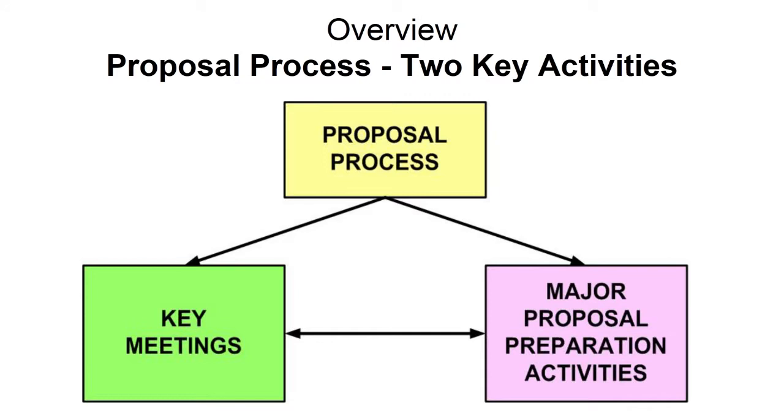The proposal process consists of two key activities: key meetings and major proposal preparation. Each of these activities has a series of critical steps themselves, with critical key meetings occurring at the critical steps during the proposal preparation activities.